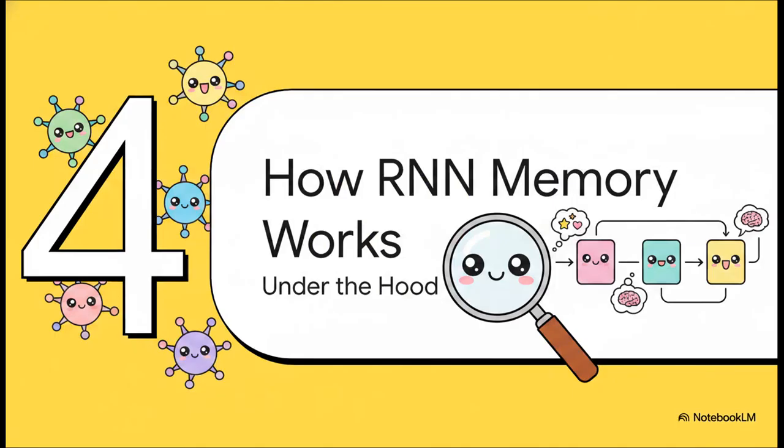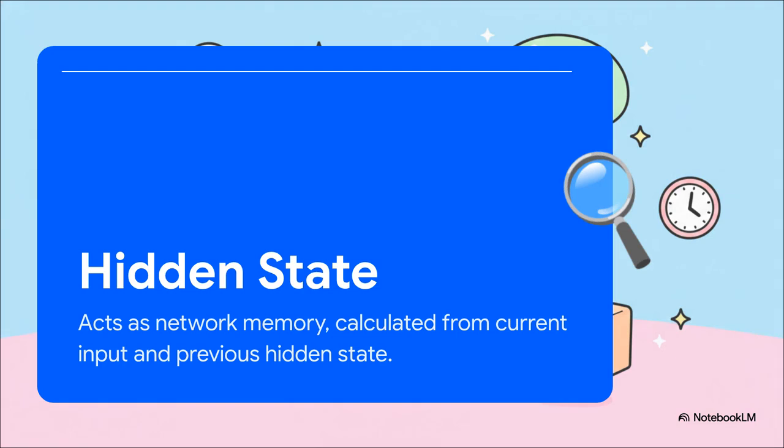Which brings us to part four, how RNN memory works under the hood. Let's zoom way in from those macro applications right down into the exact micromechanics of how an RNN manages to retain that past information. It all really boils down to this vital concept called the hidden state. Think of the hidden state at time t as the ongoing internal memory of the whole network. It calculates its current state based on just two things, the current input it's receiving and the hidden state that was passed down from the previous time step.